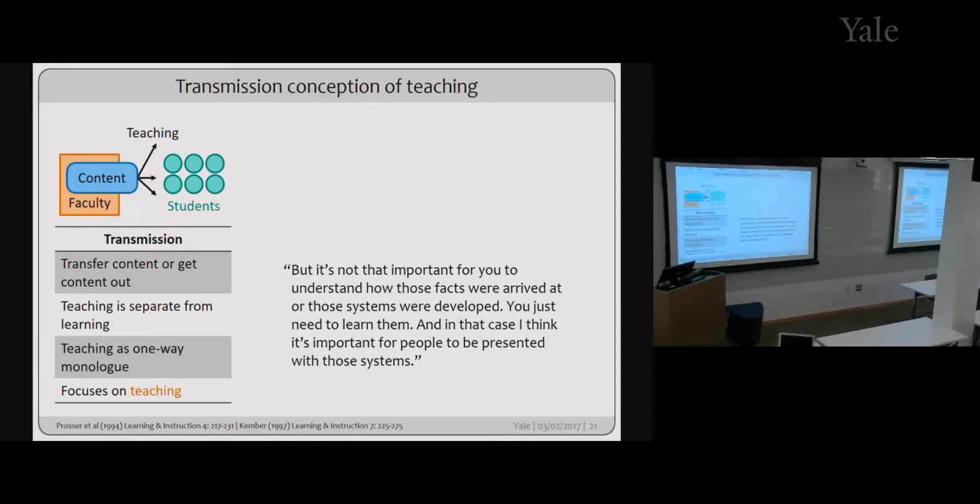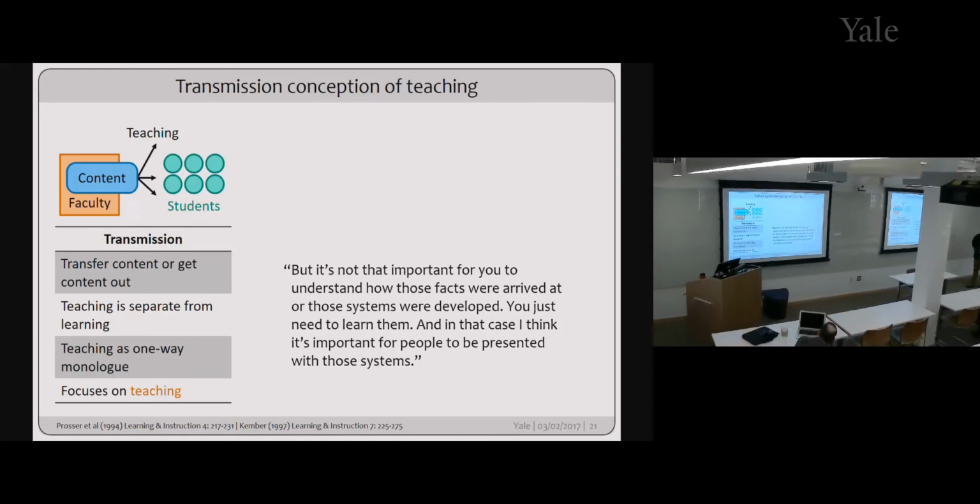I don't think this is one of yours, but here it says it's not important for students to understand how these facts were derived, and how the systems were developed. In this case, it's important for people to be presented with these ideas.